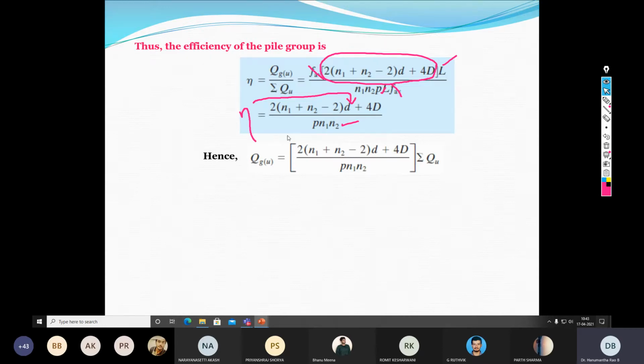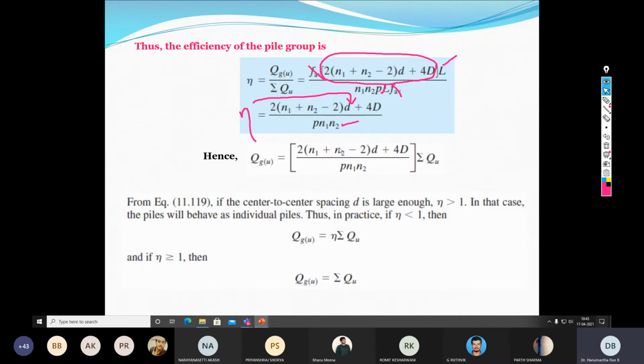So then the same thing can be written here. Suppose you take this simplification, that is eta as this equation, then you can rewrite it as Qgu equals eta multiplied by the summation of the ultimate bearing capacity of the individual piles. Now depending upon the value of eta, the pile group capacity can be greater than 1 or less than 1.